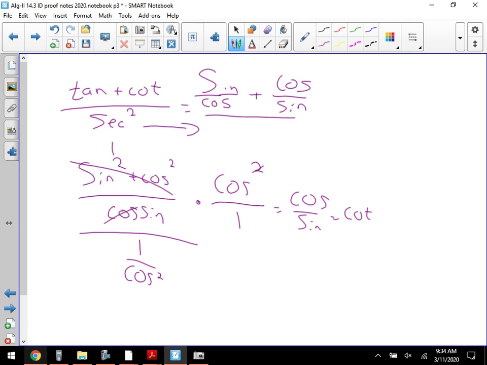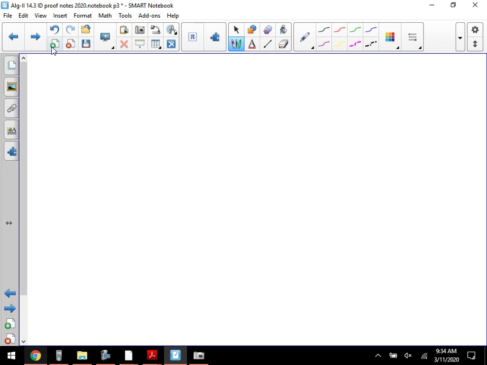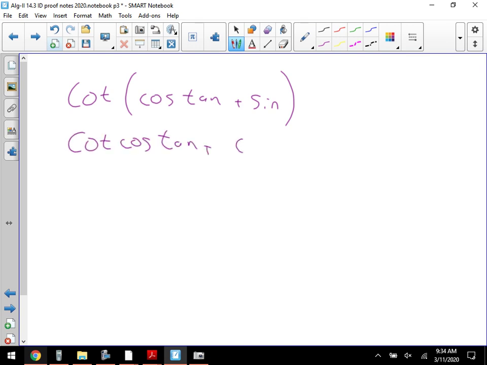40 is basically the exact same problem. 41. When you get to 41, you just distribute. You've got a cotangent. In the parentheses is a binomial. There's two terms. It's cosine tangent plus a sine. Distribute all the way across. You still wind up with two terms. You get cotangent, cosine, cotangent, plus cotangent sine.